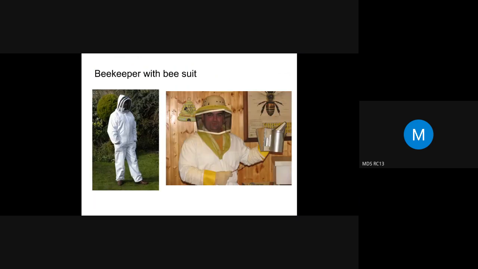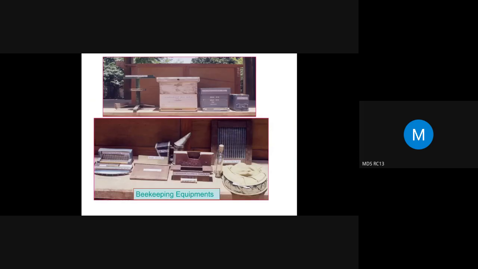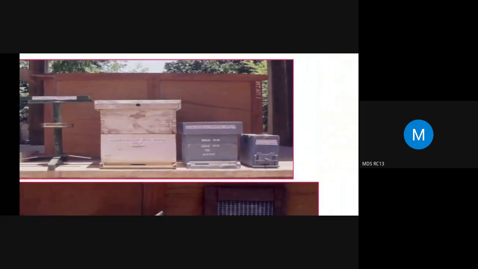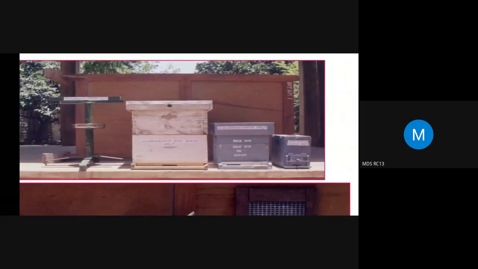This is called a bee suit, where a bee veil and a whole suit is used. This is very commonly used in developed countries, that is European and American countries, also in Australia. These are different equipments. You have seen already the bee box, which consists of top cover, super chamber and brood chamber and bottom board.